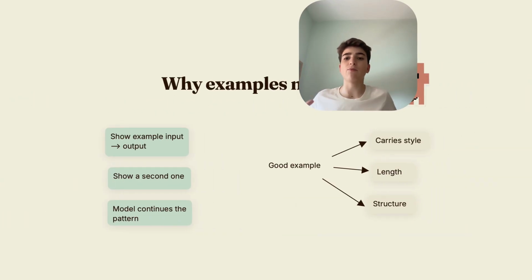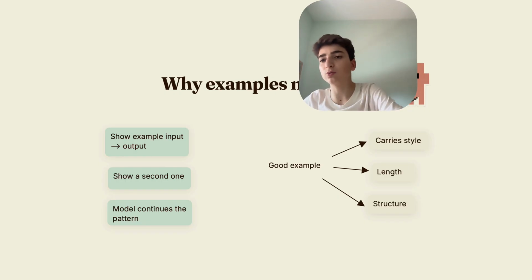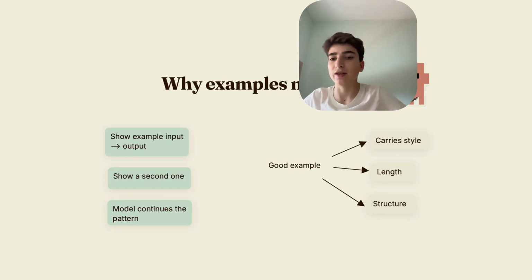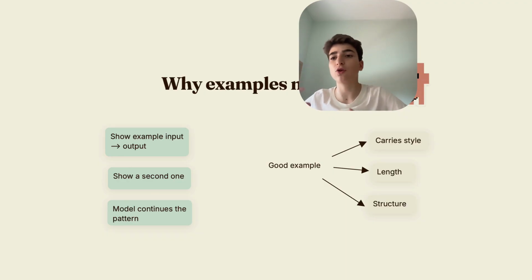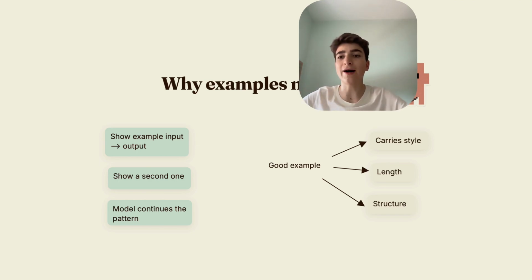Then why do examples matter? Because when you put an example, you show the input and the output to the large language model. Then when you put a second one, the model continues the pattern. It analyzes the input and the output and how that example is built. So it has 2 or 3 and it knows more or less how you want it. It combines the information from all those 3 to create your own output. So a good example carries the style, the length, and the structure that you want. It teaches Claude these 3 things.